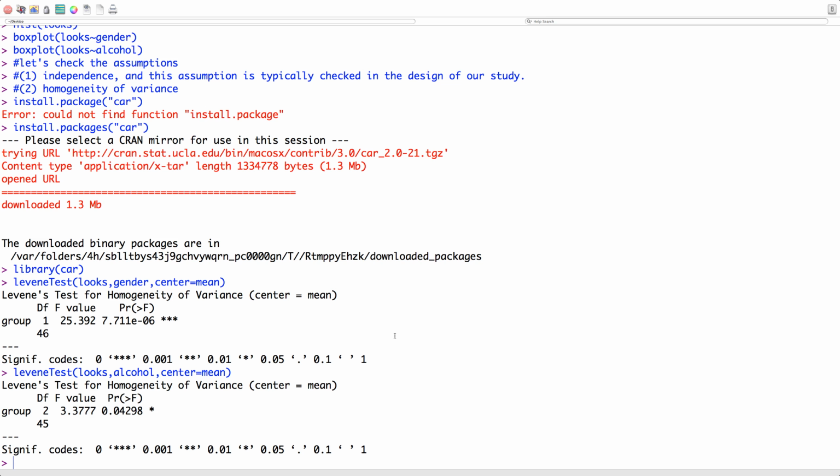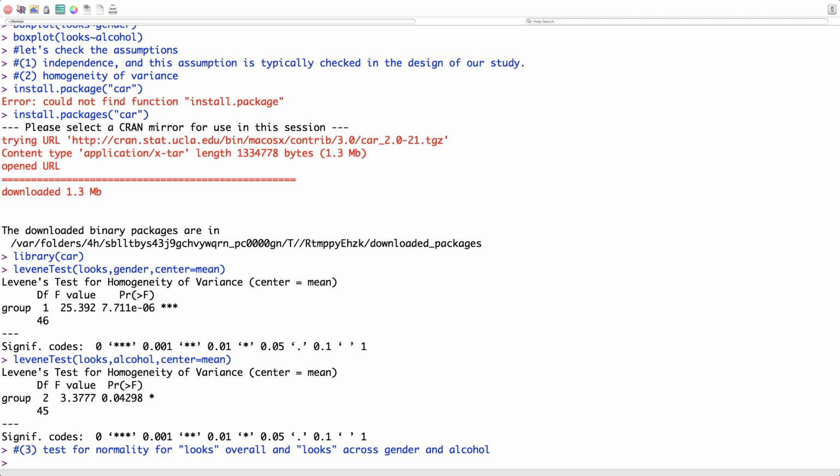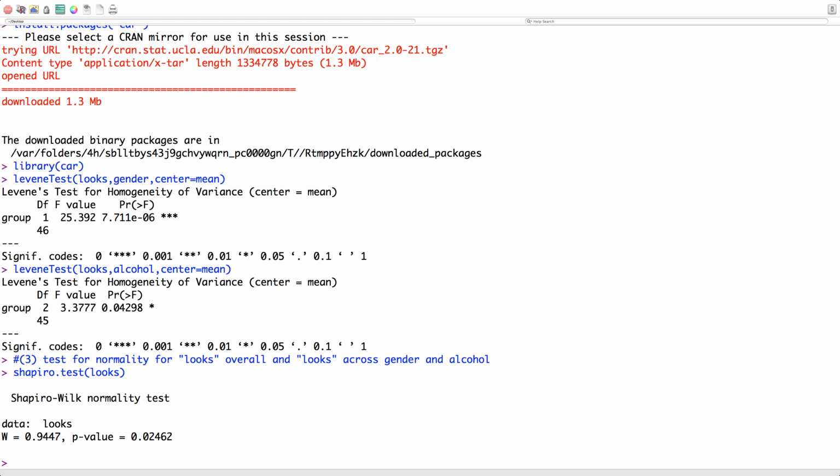So next thing I want to do, this is going to be number 3, I want to test for normality for looks overall, and looks across gender and alcohol. All right, gang, so what I'm going to do here is run the Shapiro test for looks, just overall, okay?